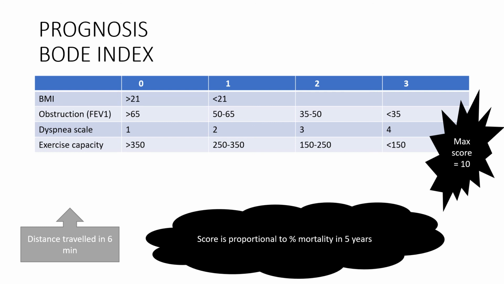What we need to know is that this score is directly proportional to the percentage mortality in 5 years. So if a patient's BODE index is 5, it means there is a 50% chance that the patient will die in the next 5 years. If the BODE index is 7, the patient has a 70% mortality chance in the next 5 years. That's how we tell the prognosis of these COPD patients.